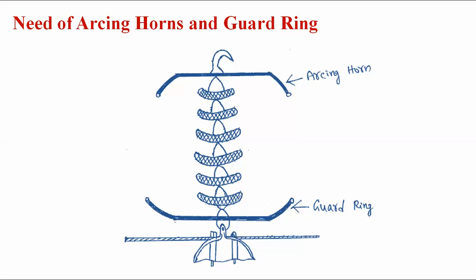That is, the top portion is connected to the arcing horn and the bottom portion is connected to the guard ring. The arcing horn is fixed at the top, nearer to the supporting structure side, to protect against flashover, and the guard ring is connected nearer to the conductor side to protect against puncture. Because the insulator cost is high and its lifetime should be long, for the purpose of protecting the transmission line, we use the arcing horn and then the guard ring.